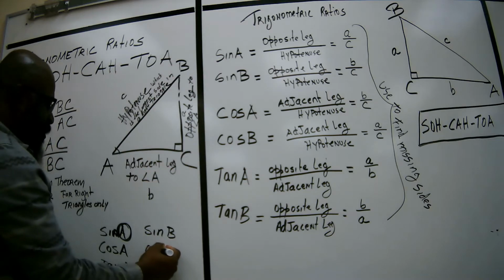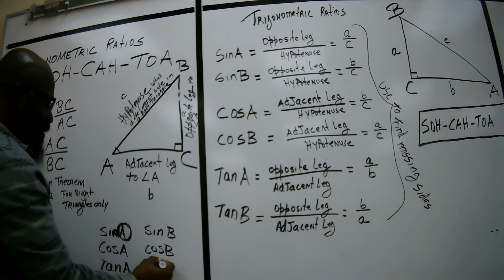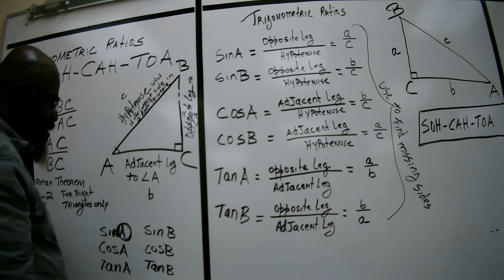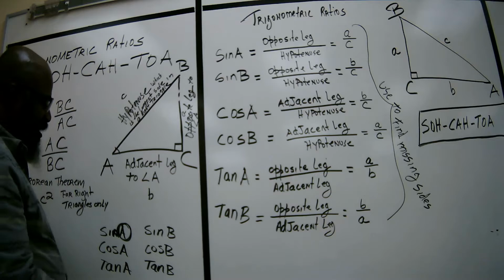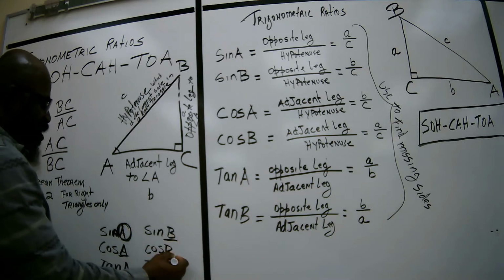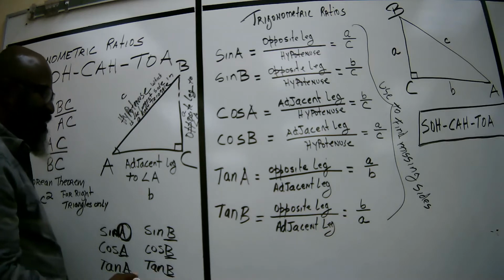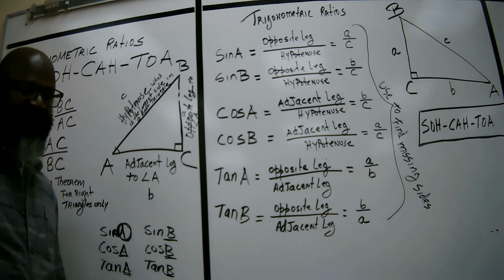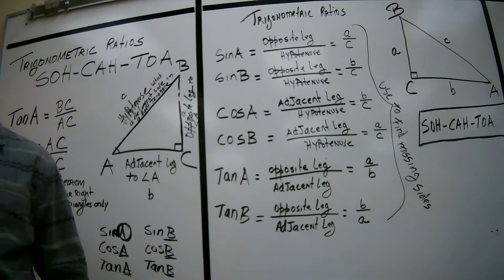Cosine B, tangent B. That's what you need to be aware of. Those angles are your location. It's telling you the acute angle. That's where you need to position yourself so you can identify which side is opposite and which side is adjacent.